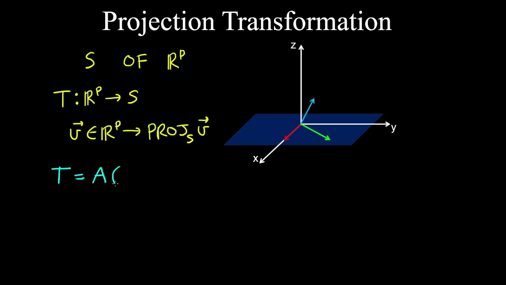So that was equal to A by the inverse of A transpose by A by the transpose of A. And we construct the matrix A using any basis for S as its column vectors.